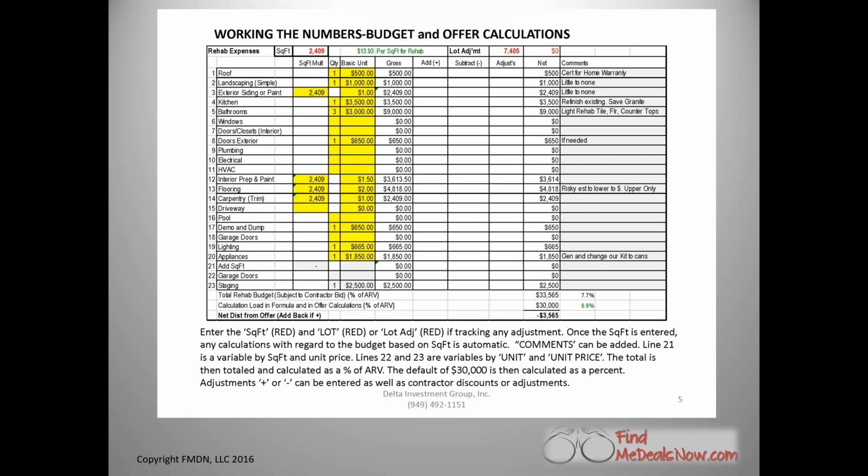Page 5 of the instruction sheet is the actual line items. And again, you could add as many as you want on your own. We've really carried this based on the most popular items. You can add, you can change the names if you want. Most of the fields are by square foot or by quantity. And we're also going to talk about this column right here, which is add, subtract, or adjustments.